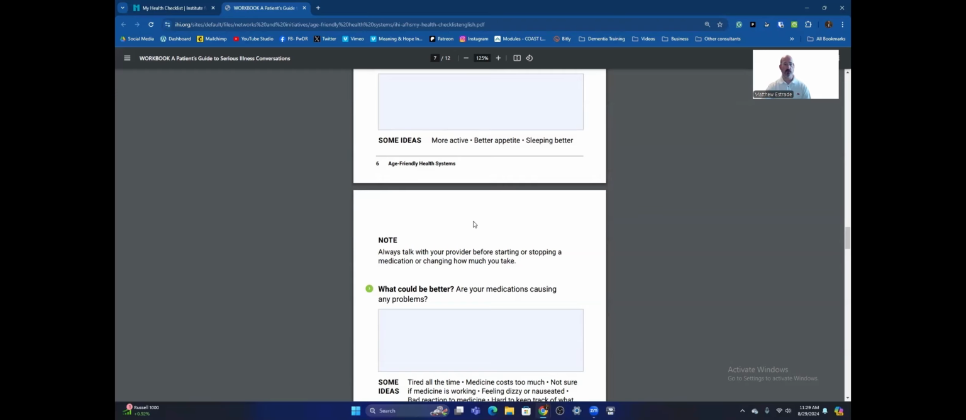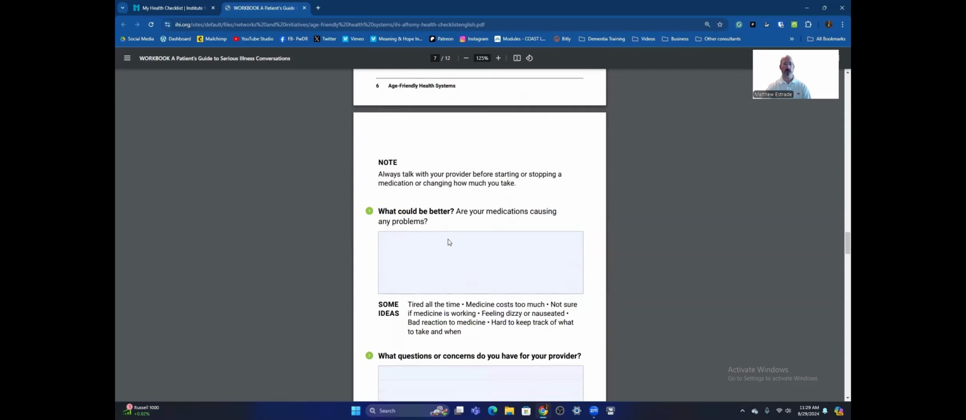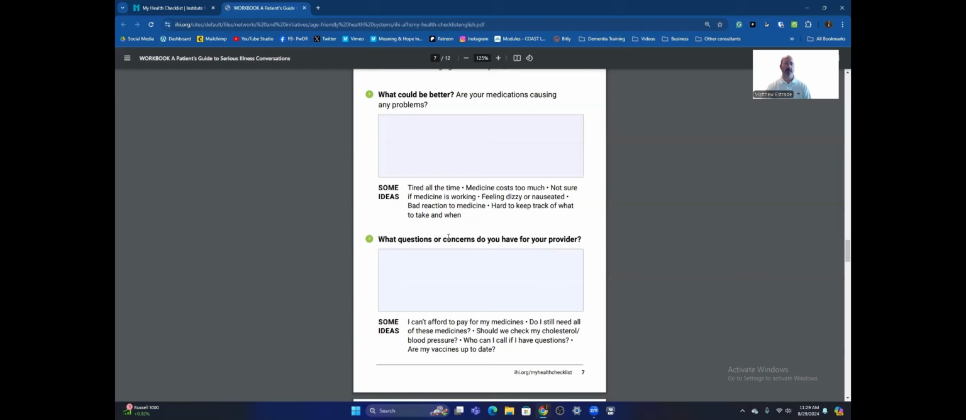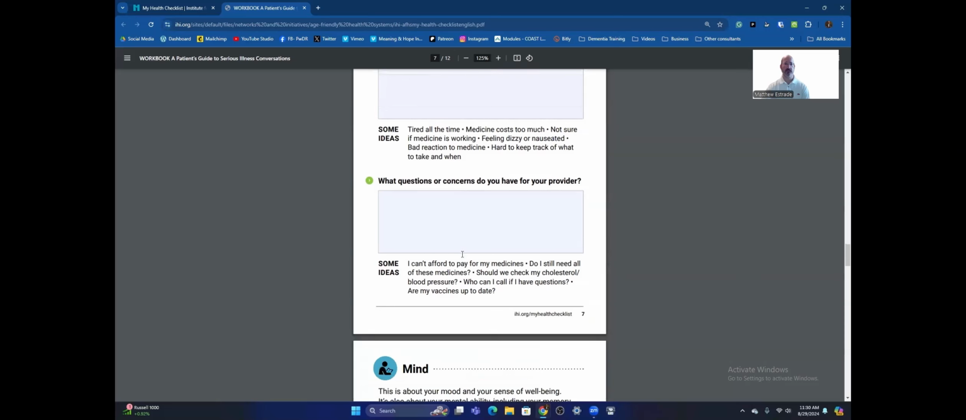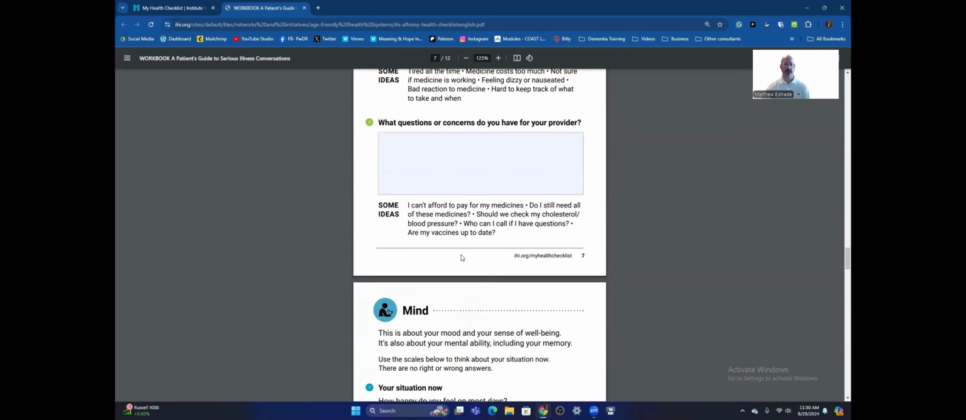Also, there are certain medications that you have to taper off of and not just stop taking suddenly. All right, so what could be better? Are your medications causing any problems? Of course, medications can have side effects. They might make you go to the restroom more frequently. They might make you tired. You might have some other side effect. They might make you feel nauseous. So these are things that you want to talk with them about. And then any other questions or concerns that you have.